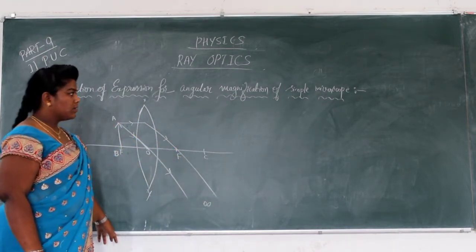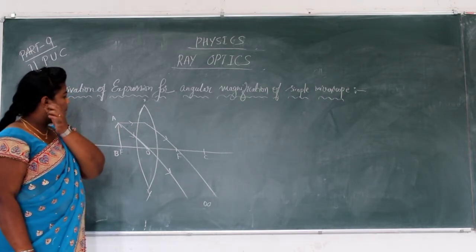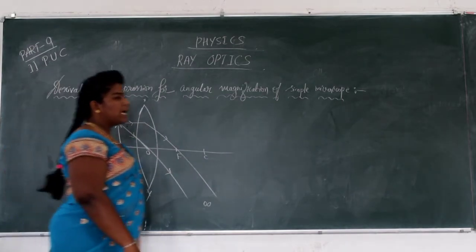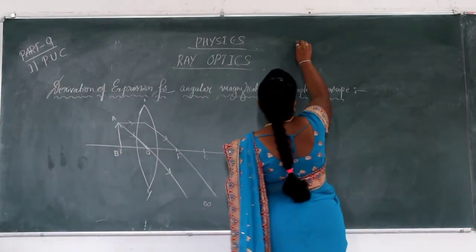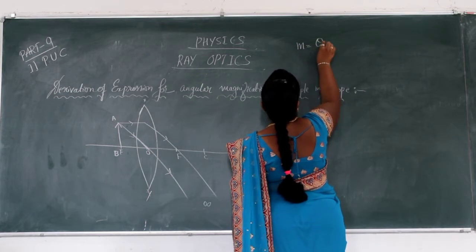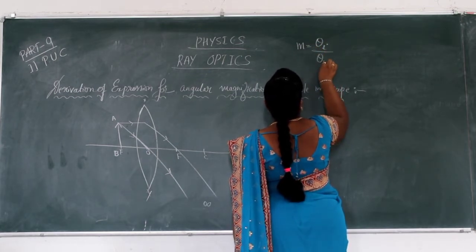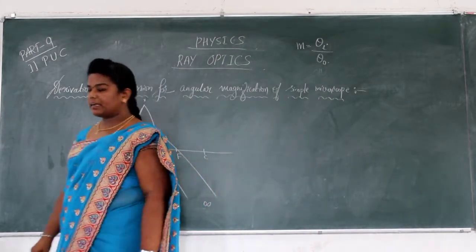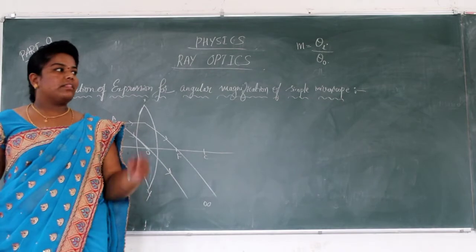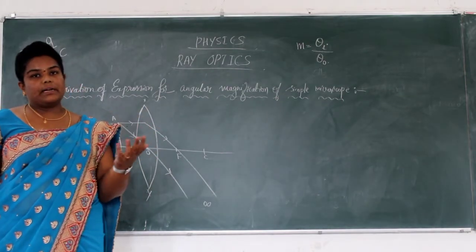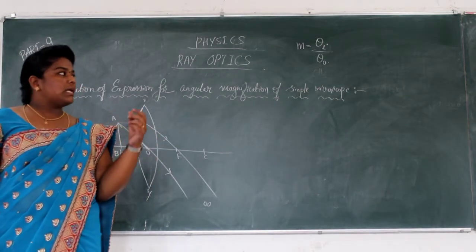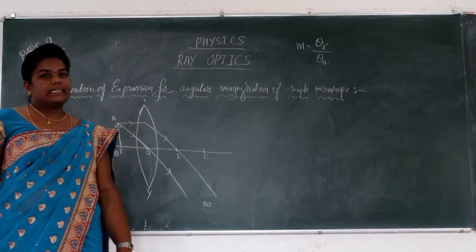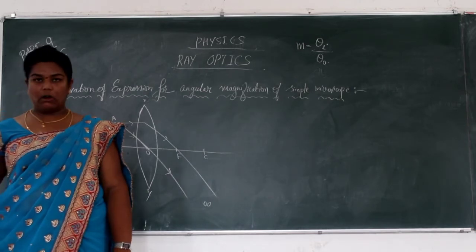Right, this is clear. But then how to derive the angular magnification? See dear students, I said while defining the angular magnification that it is written as the ratio of theta I by theta naught. This angular magnification is defined as the ratio of the angle subtended by the image at the eye to the angle subtended by the object at the eye. So simply written as theta I by theta naught.